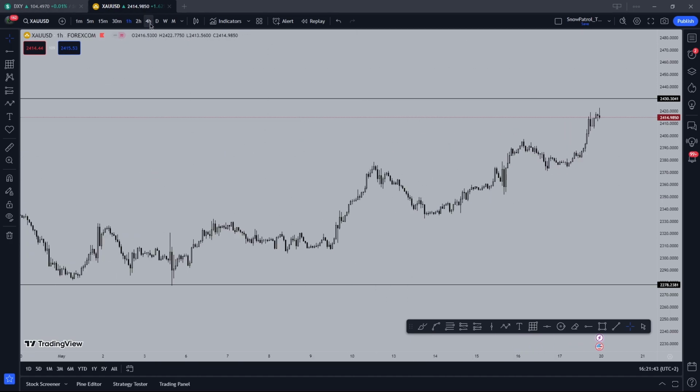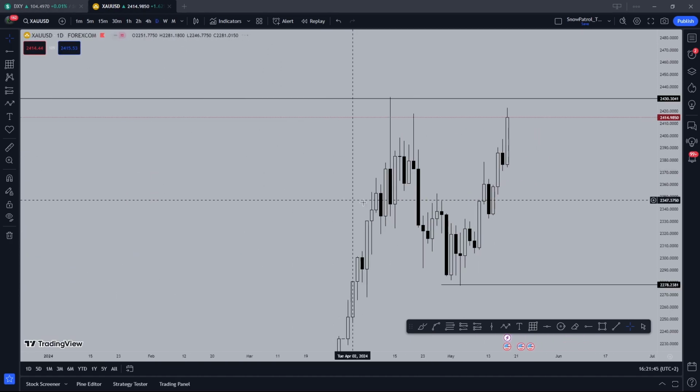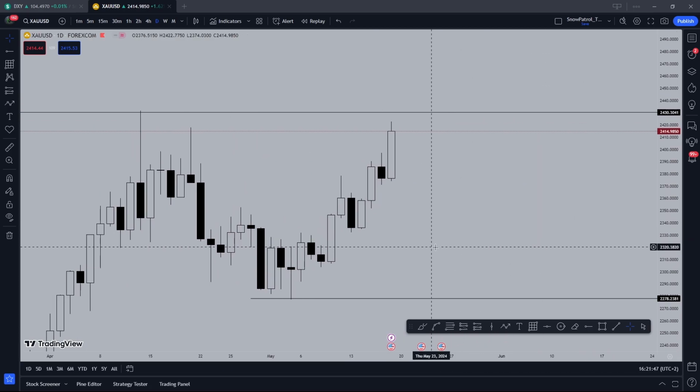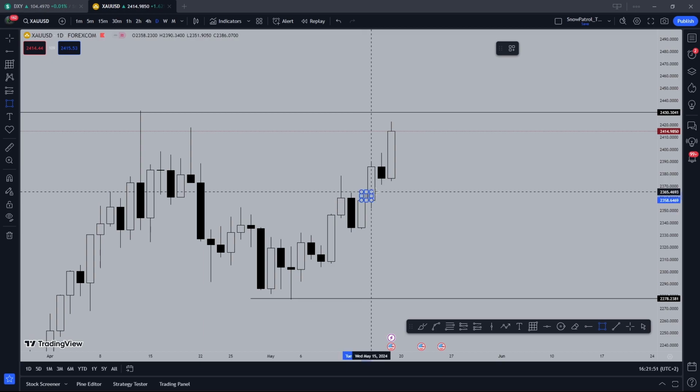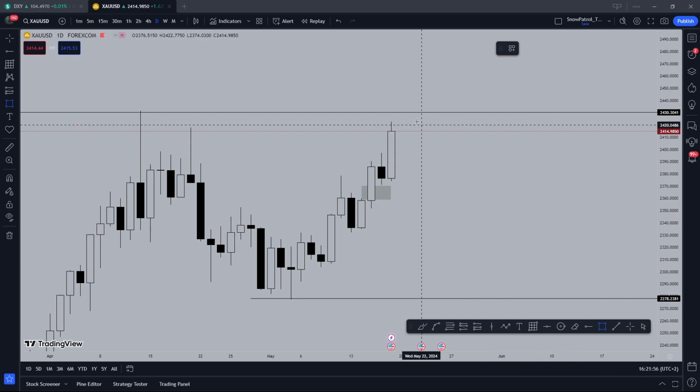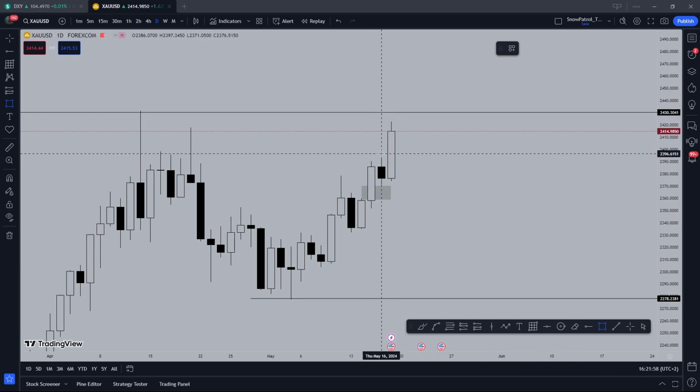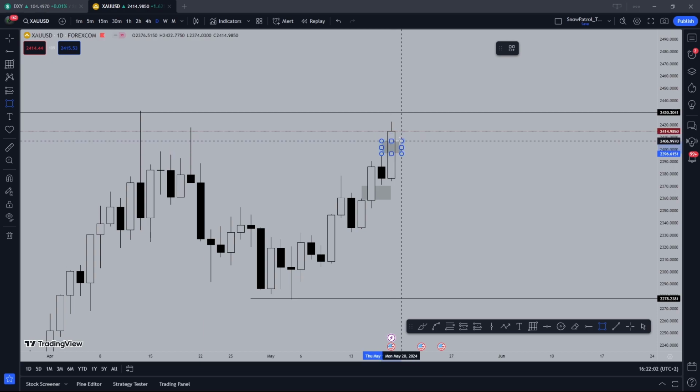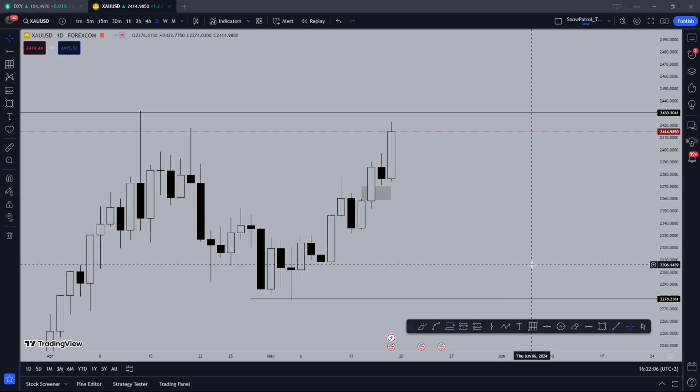So looking at the daily, we can see that okay, we've got this imbalance. It hasn't been tapped into, and we are most likely gonna create another imbalance starting from this into some way as price is going up here. So we're not going to mark that up. There is no second reference point for the imbalance.